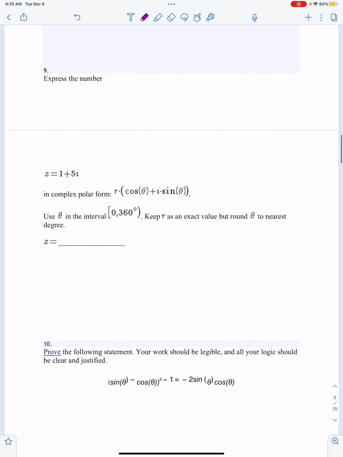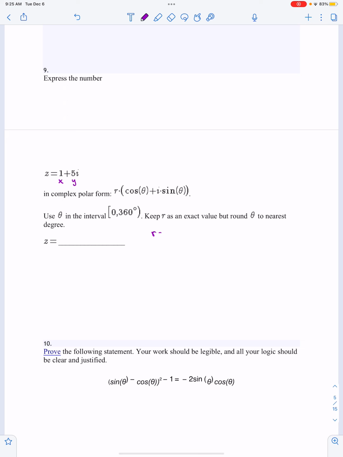Question number 9. Express the number 1 plus 5i in complex polar form, and we need to round to the nearest degree. In this question, you will need to use the calculator, so you will be allowed to use the calculator for this type of question. We know that to convert a complex number to polar form, I'm going to label these. This is x and this is y. So x is equal to 1 and y is equal to 5.